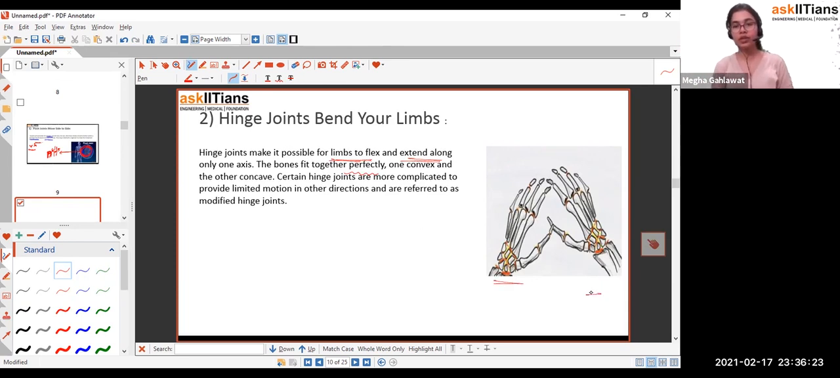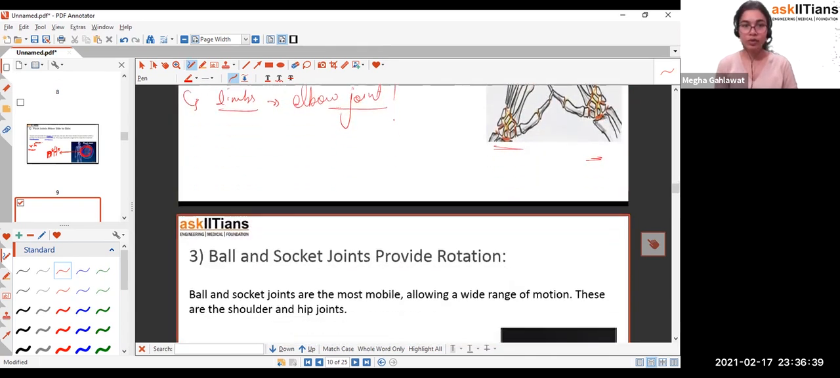So what you see right here is one example. Another one is present in the limbs, the hands. The joint we're talking about is the elbow joint. I hope you guys understand this perfectly.